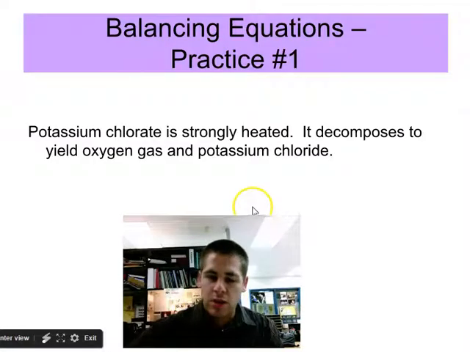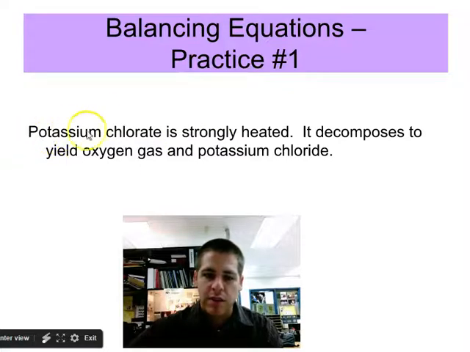Okay, we're going to have 2 practice problems. This is the translating part, where you have to translate from words into the formula. So potassium chlorate is strongly heated. It decomposes, so this is where the reaction is occurring. So we have 1 reactant, just potassium chlorate, and to yield, that's where your arrow is going to go, oxygen gas and potassium chloride.